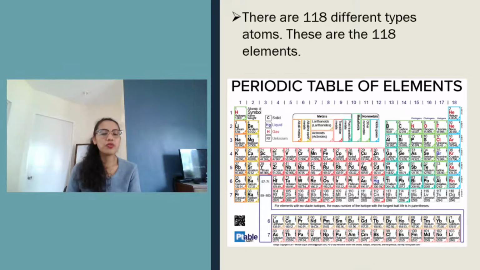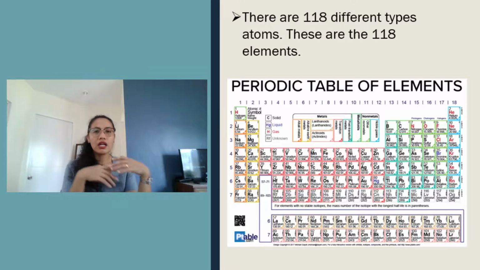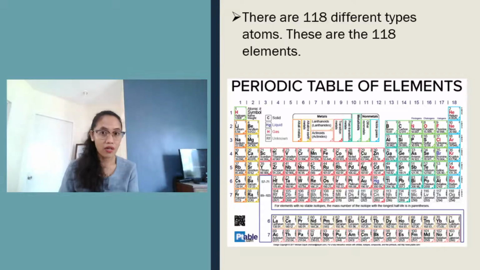Next point, there are just 118 different types of atoms, and these are just the 118 elements. And these elements we see in the periodic table of elements, of course. So as of today, there are just 118 elements. We don't know exactly if in the future there could be more elements that will be discovered. But as of now, we only have 118 elements. Therefore, we only have 118 different types of atoms, and those are just the elements. So we have hydrogen atoms, carbon atoms, and so on.